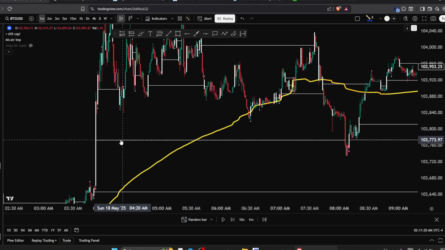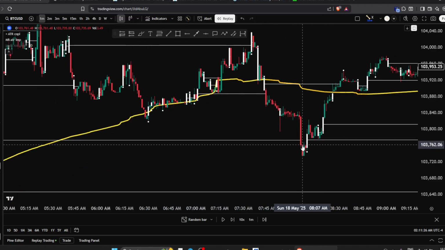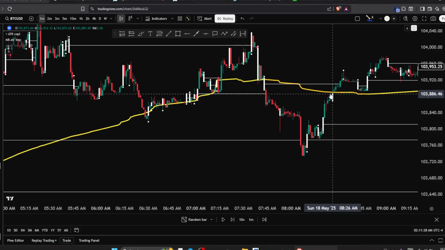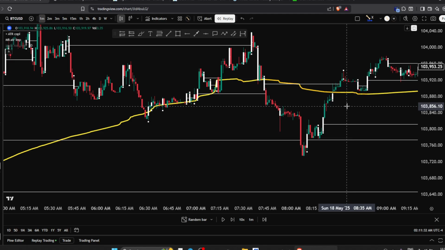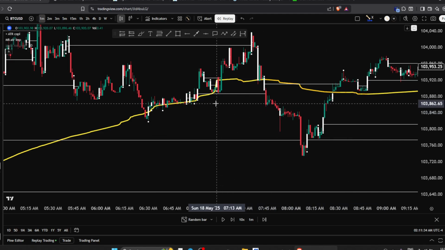This is kind of interesting here. Look at this huge ATR candle here. There's the midpoint. Price comes back in, turns green, target 200 moving average, and there's your winner.